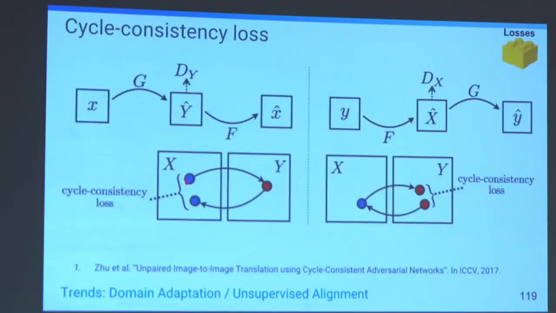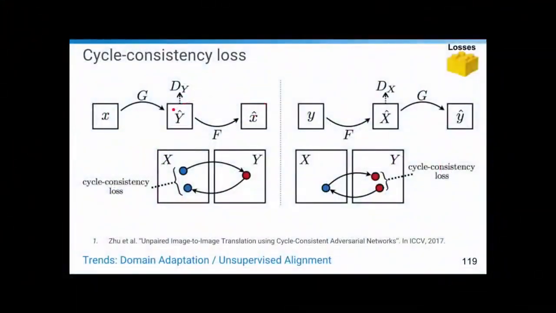So it's being shown in this picture. You should make sure that these two blue points are close together in x. And the same thing for y. If you go from y to x and then back to y, you should make sure that those two red dots are close together. In addition to that, you do the usual domain classifier adversarial loss. So you have a domain classifier for y that tries to detect the difference between actual samples from y and generated samples from y. And you have a domain classifier for x that tries to differentiate actual samples from x and generated samples of x.